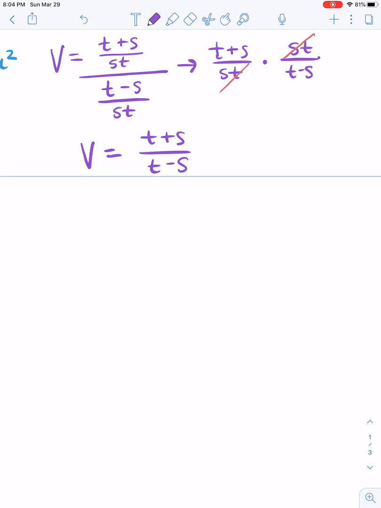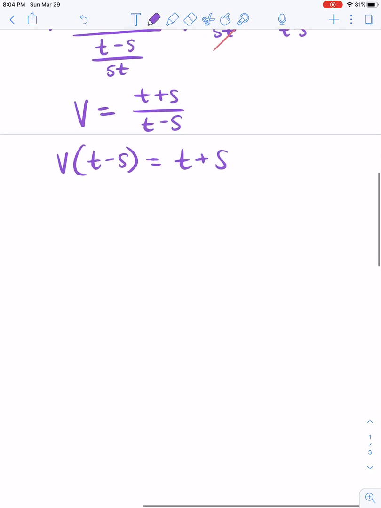But now at this point, it makes it feel a little bit easier. Kind of feels like something that we've done before. Get rid of that fraction. Multiply both sides by the t minus s. So we have v times t minus s equals t plus s. I can go ahead and distribute that v. So vt minus vs equals t plus s.